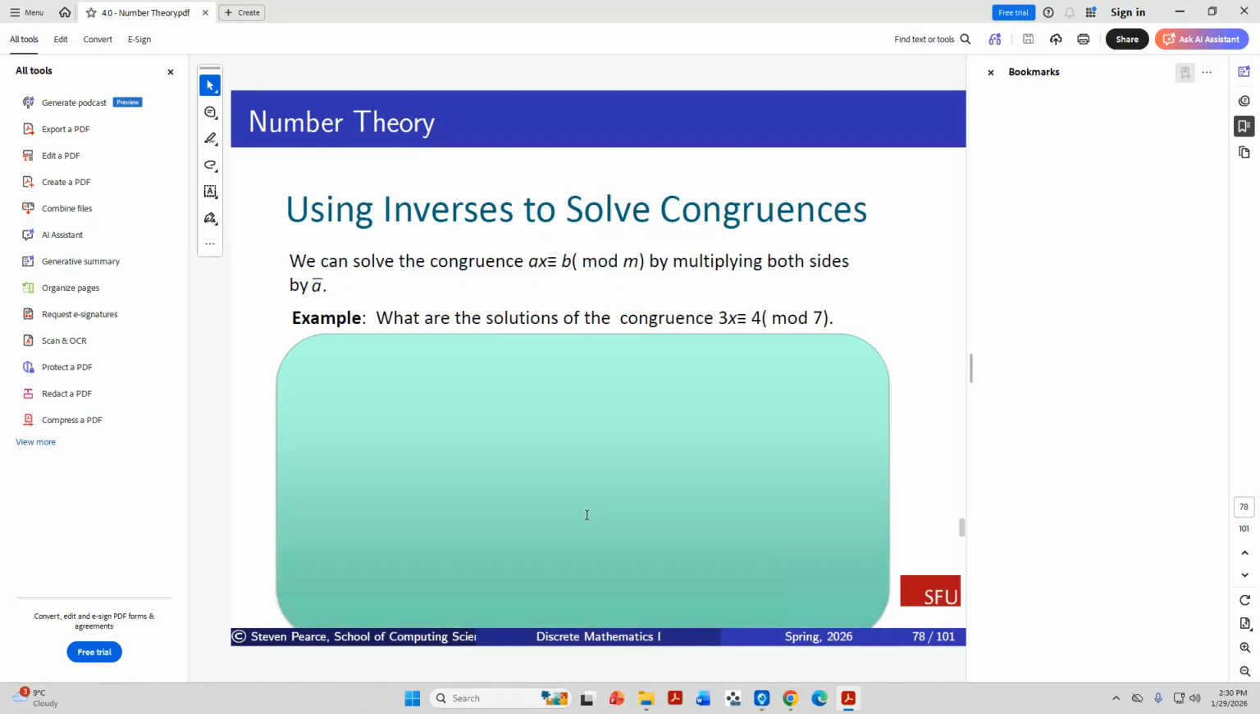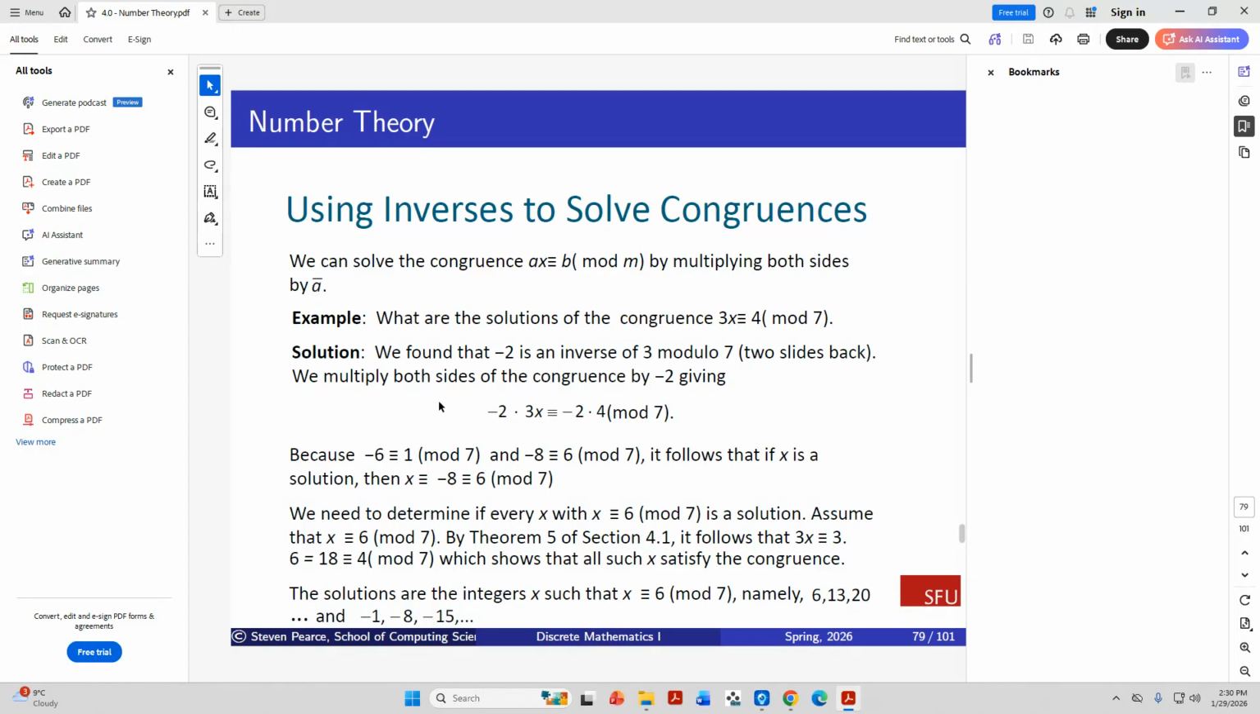Okay. Using inverses to solve congruences. Okay, so we can solve a congruence. Here's a linear congruence, ax is congruent to b mod m, by multiplying both sides by this inverse. So example, what are the solutions of this congruence? 3x is congruent to 4 modulo 7. Let's just walk through it, okay? And instead of writing through, this is mostly writing, so I only like to write out the stuff with the math. So we found that minus 2 is an inverse of 3 modulo 7.